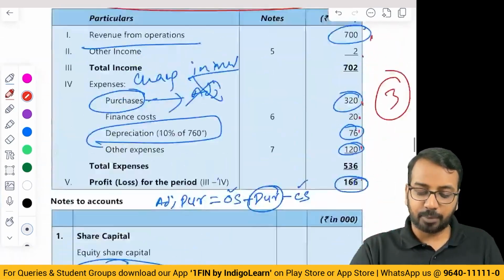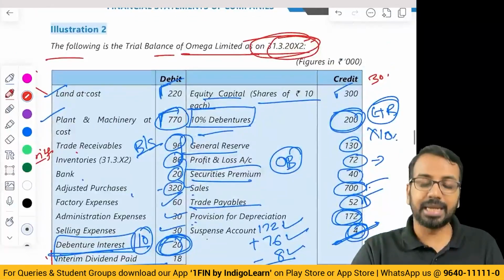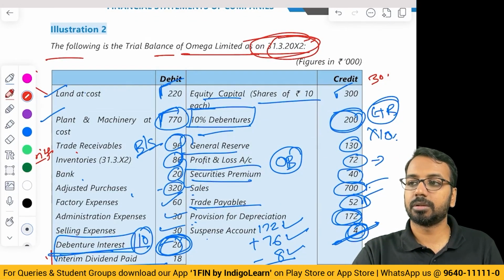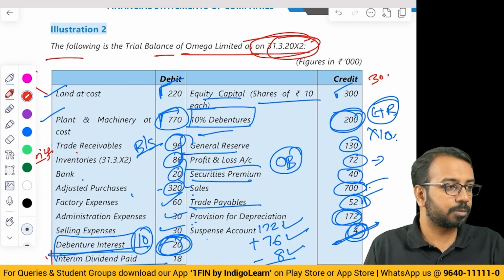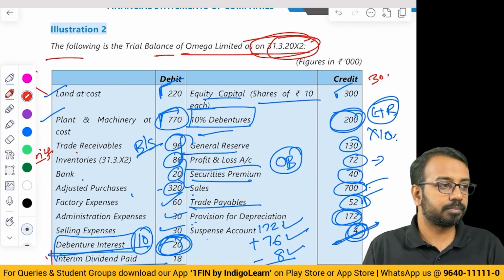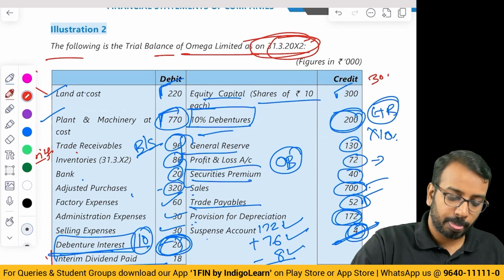Are we clear with the approach we should be taking in solving the questions of P&L in the examination? Everyone, I want you to have confidence or comfort in this particular topic, because it can be highly scoring.